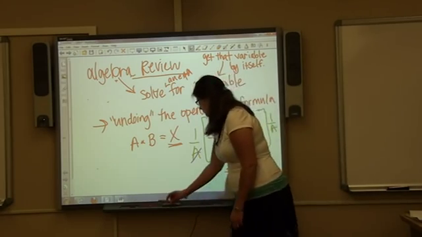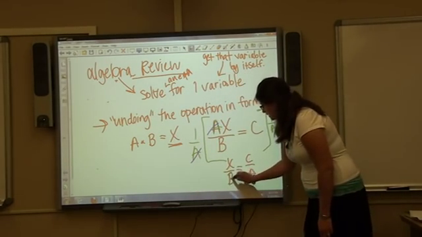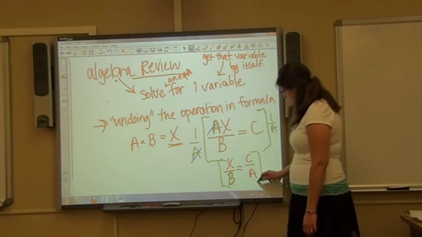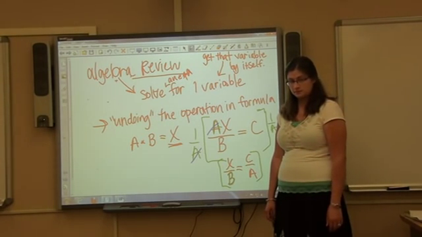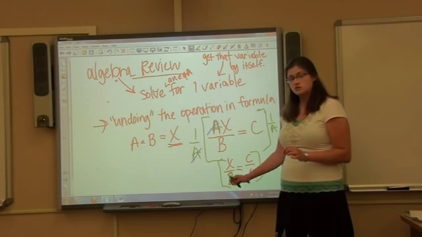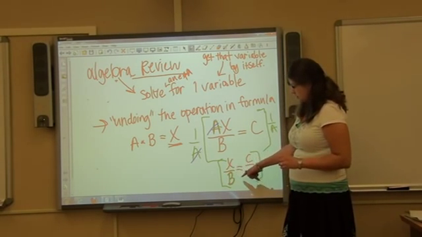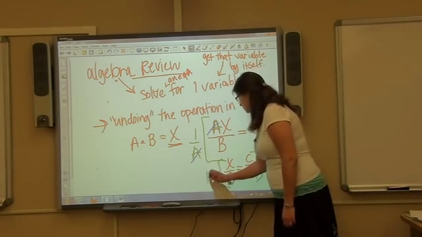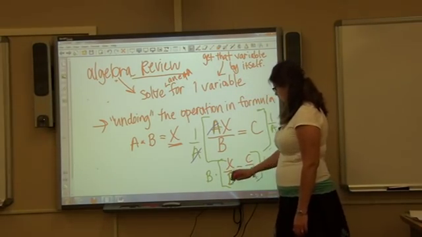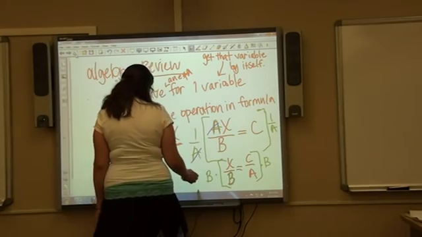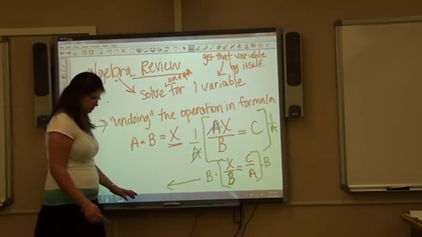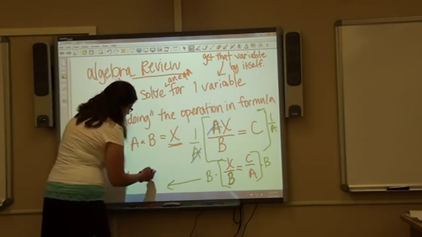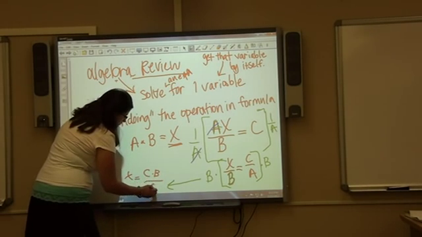Okay, that wasn't so bad. But now I still need to get rid of this B because X is still not by itself. So here we're going to have to multiply or divide by B. Well, you have to undo what you're doing in your formula. Here we're dividing X by B. The opposite of divide is multiply. So I'm going to times both sides by B. That is going to give me, I apologize if this is not linear, X is equal to C times B divided by A.